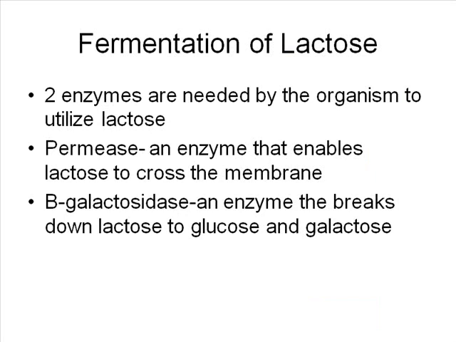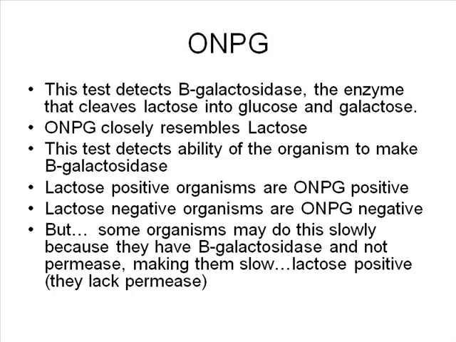Now, remember, with lactose, you must have both of these enzymes in order for the organism to show lactose fermentation. The ONPG test detects for that, you must have permease and beta-galactosidase, because the lactose has to be brought into the cell and then it has to be utilized. So the ONPG test detects for beta-galactosidase.